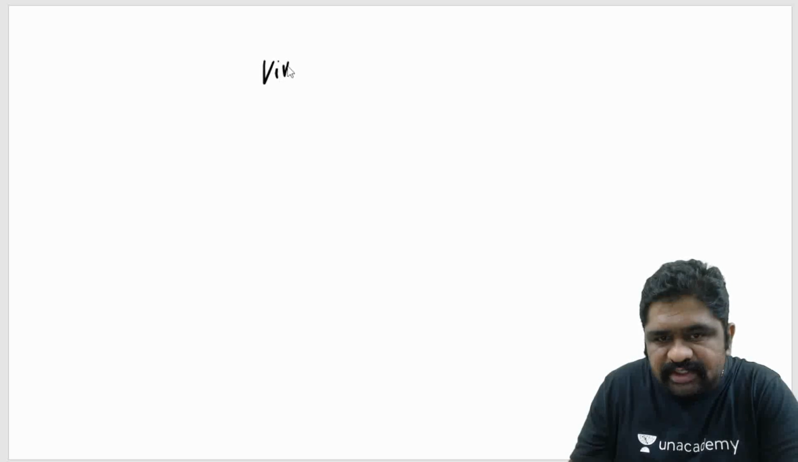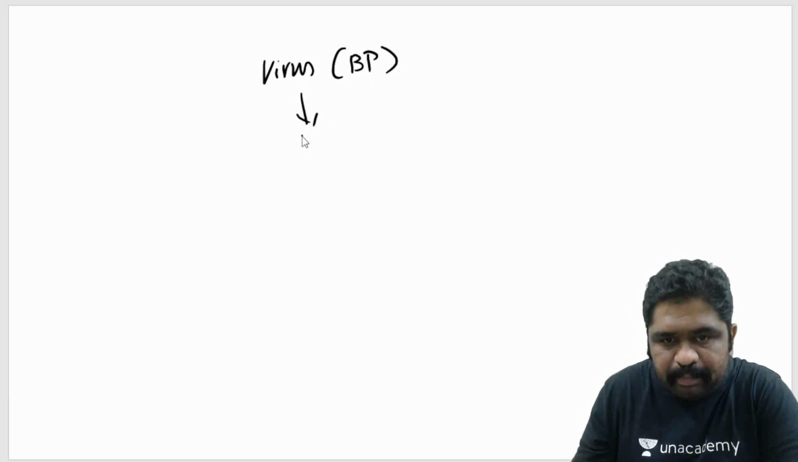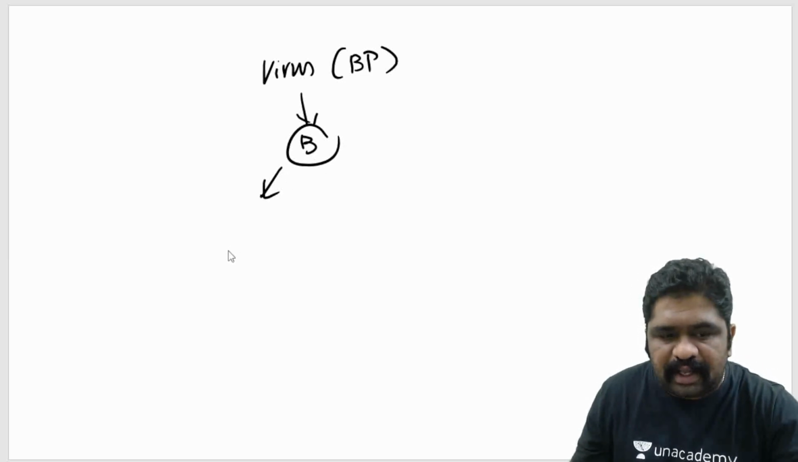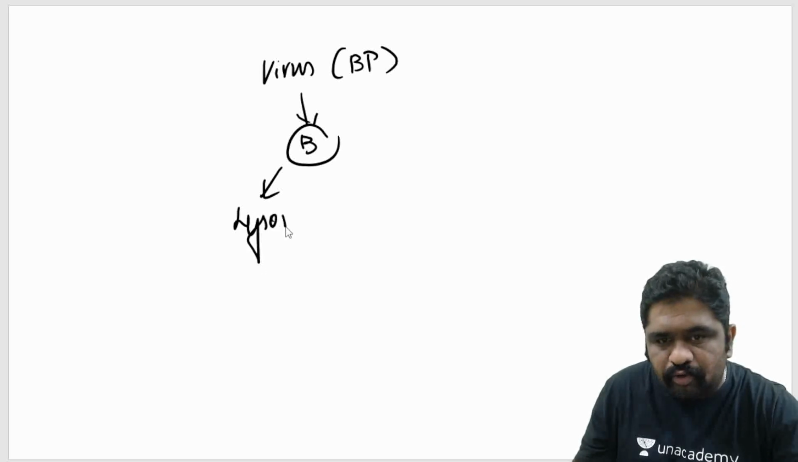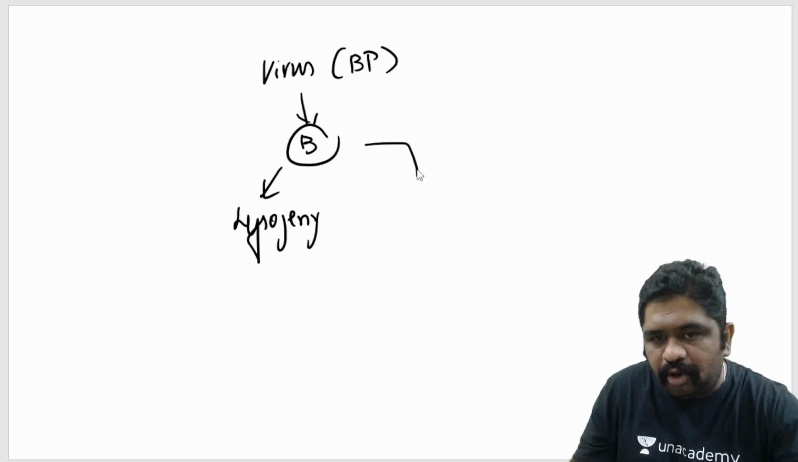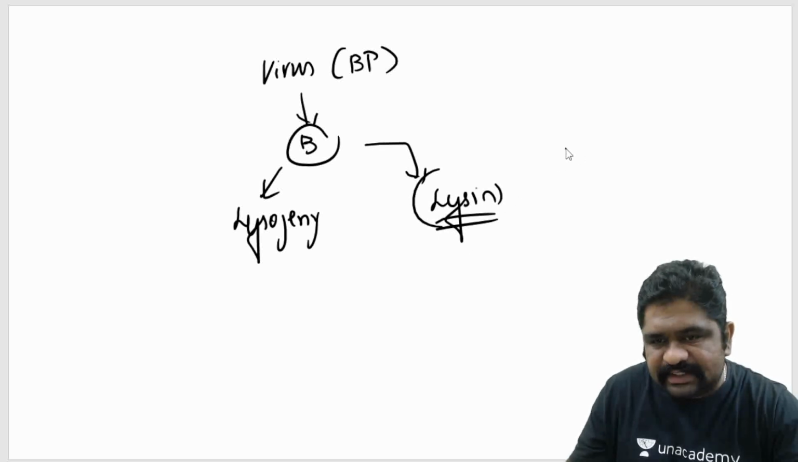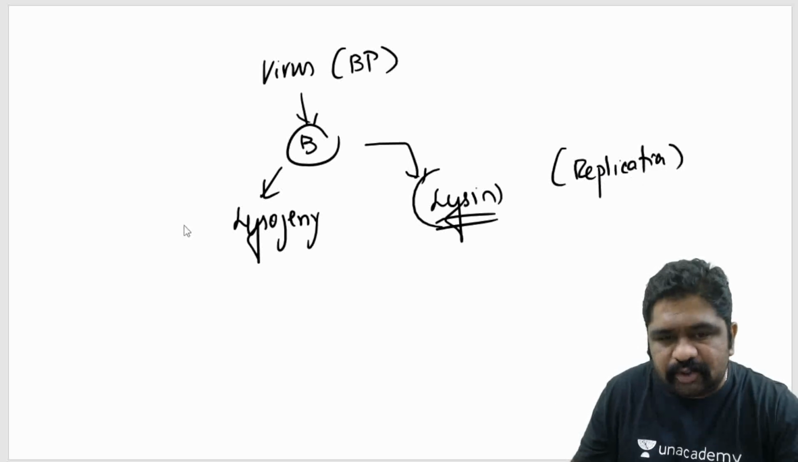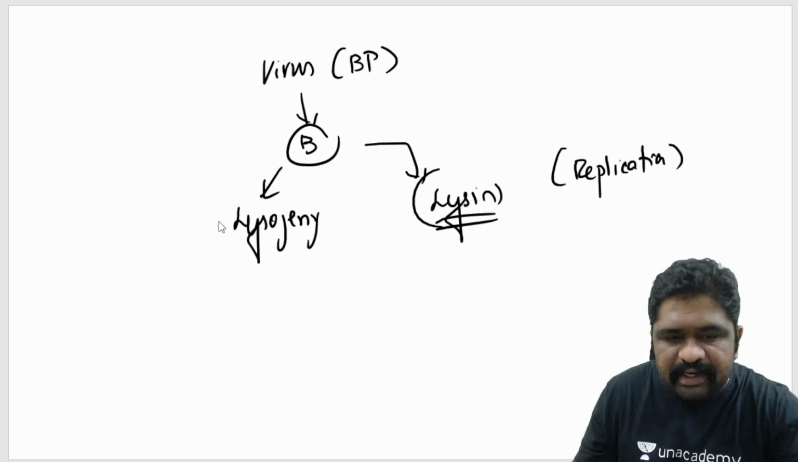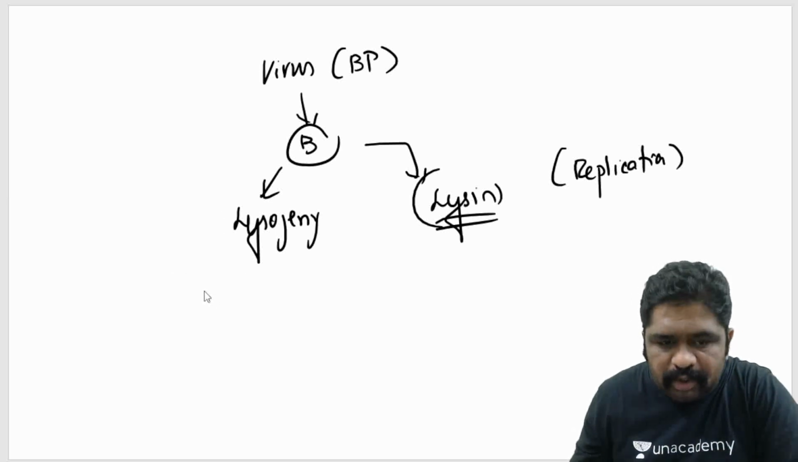When a virus called a bacteriophage is introduced into a particular bacteria, it can take up a pathway where it can go for a viral infection. On one side, it can go for lysogeny. On the other side, it can go for lysis. Lysis is where you have replication, and lysogeny is where you're trying to integrate with the host chromosome.